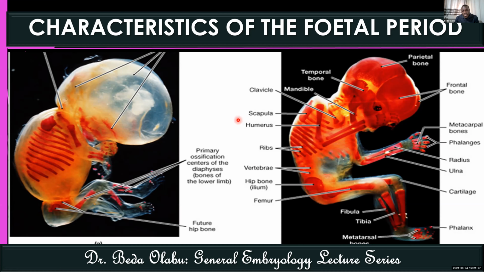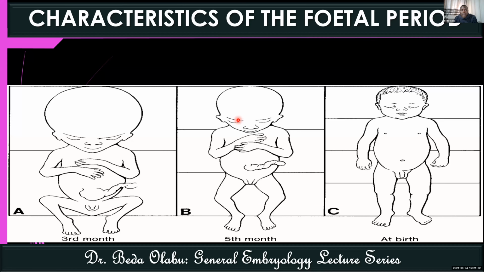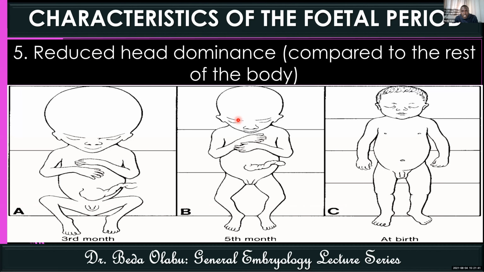Apart from those characteristics that we've mentioned that characterize fetal period development, the other thing I want to mention, which is represented in these images, is that during the fetal period of development, we have reduced head dominance. That needs to be understood from a relative point of view rather than from an absolute point of view. Relative means that we are comparing the size of the head with the size of the whole person, rather than the absolute size of the head.